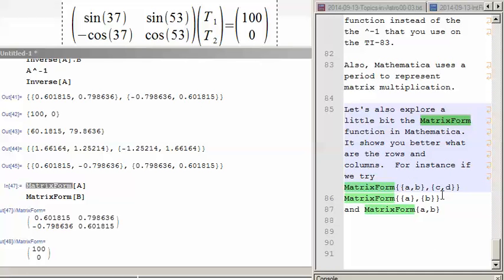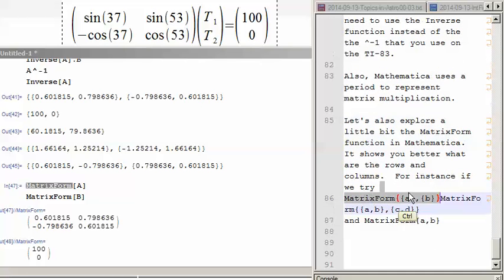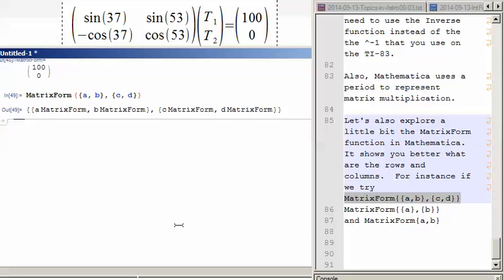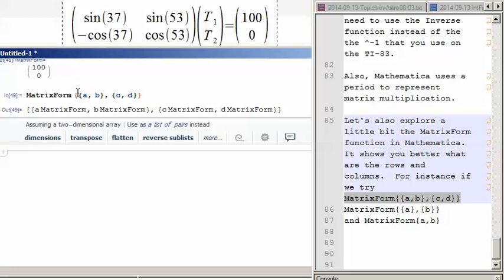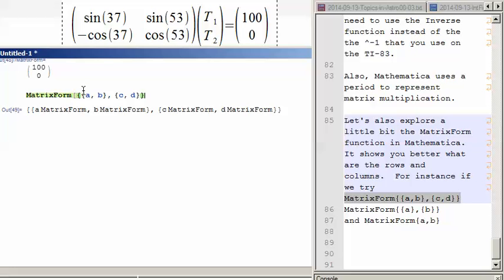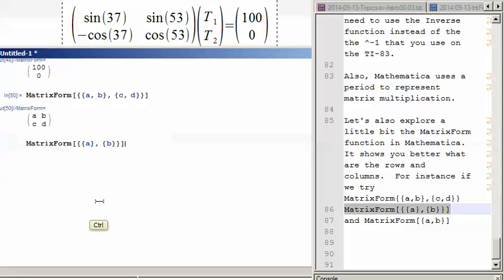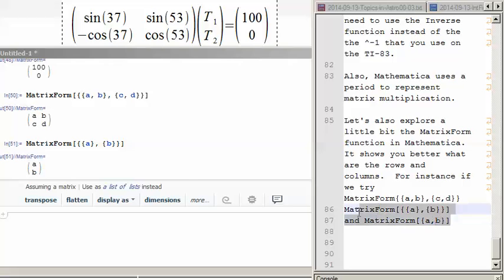For instance, if we try matrix form, whoops, this matrix form, whoops, what did we get? Nothing. We need brackets around it. Get A, B, C, D. What about this one? Let's put brackets around it before we do it. I'm guessing that's going to be right next to each other. No, it wasn't.